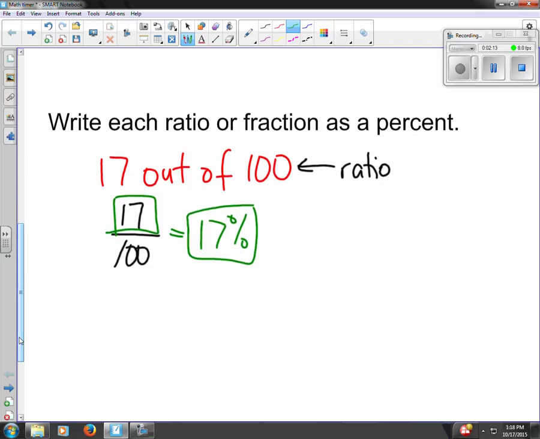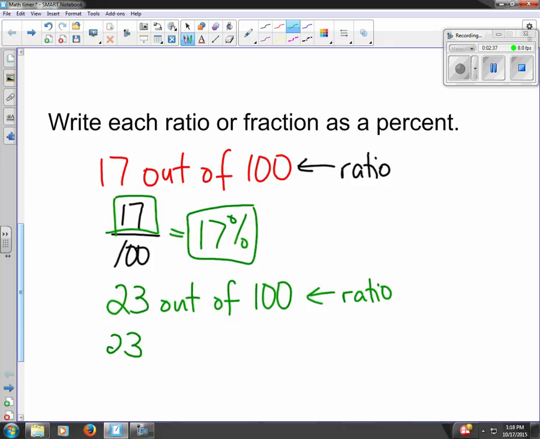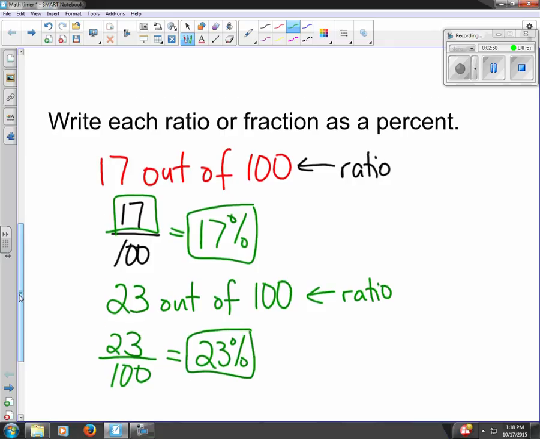Okay, so if I have, let's say, 23 out of 100. That's my ratio. I'm comparing 23 socks to 100 socks, or I'm comparing 23 eighth grade students to 100 overall students in a school. Now the percent, I could write the ratio as a fraction. And again, if it's already over 100, then the numerator is your percent. So it's 23%, because it's already being compared to 100.